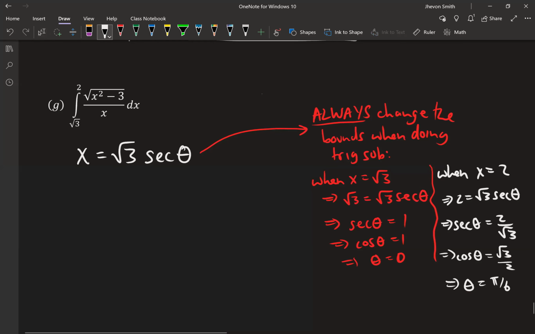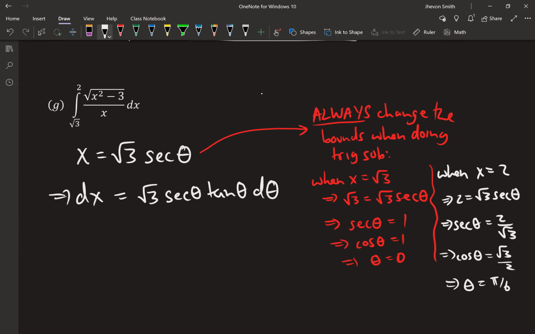So now we're going to start substituting everything. We have to find the dx so that we can substitute that. The derivative of secant theta is secant theta tangent theta. And so now we're going to have the integral. Now the integral, we're going to go from 0 to pi over 6, because we changed it to those numbers. So we're plugging in the limits that we changed here.